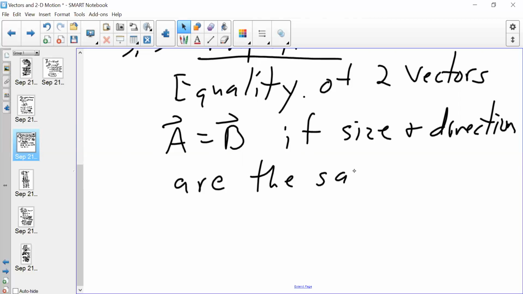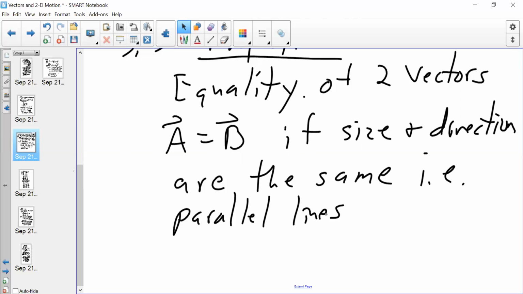I.e. parallel lines of equal size and direction. Vectorially, they're different in the anti-parallel case. Magnitude, size-wise, two vectors that are anti-parallel or opposite would have the same value, but if the directions are unequal, opposite, then the vector is unequal. So they have to have both, same size, same direction.